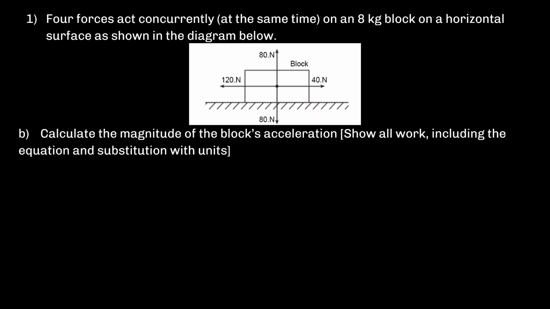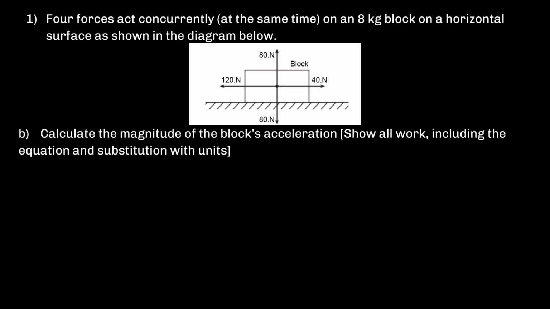All right, so looking at part B of this example, we're going to calculate the magnitude of the block's acceleration, showing all work, including the equation and substitution with units. So when we see magnitude, that just means that we're looking for the number of the acceleration with, obviously, the units, but we're not worrying about whether it's positive or negative. And showing all work, including the equation and substitution with units, means we're going to start off with our equation. We can write down on the side what the mass is with the units, but just to be safe, plug in everything with the units, then you're going to get full credit if this were a part 2 on the Regents.